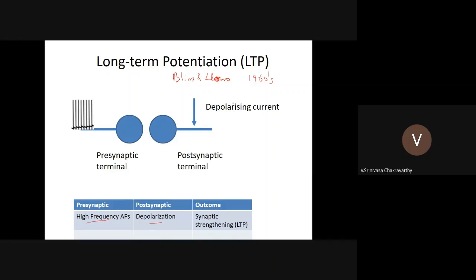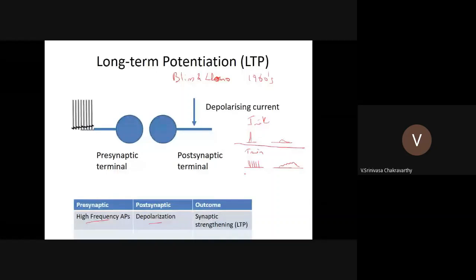So after that, if you give again a single action potential on the presynaptic side, you will see the PSP. Initially, the input is a single action potential, and the output is a PSP, but a small amplitude PSP. So then you train. How do you train? You give high frequency, lots of action potentials. In response to that, you will have this tetanus and this build up, the temporal summation occurring, all that stuff.